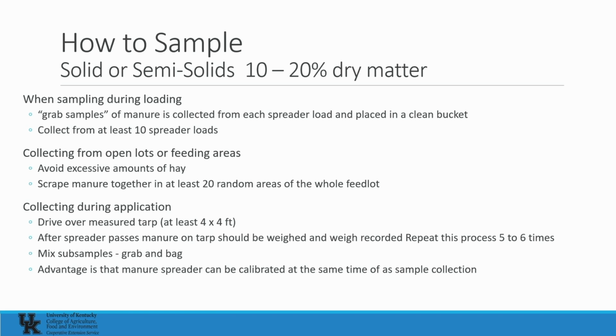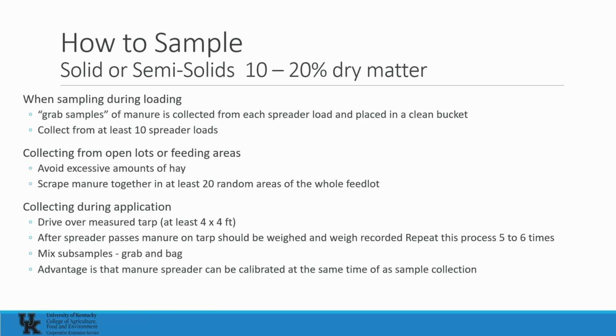Collection during application. Now, this is probably, I would call this a double bang for your buck. So what we're going to do is basically the same thing that we did when we calibrated our manure spreader. So we're going to load the spreader up, drive over a tarp, and this tarp is going to be at least 4 foot by 4 foot.